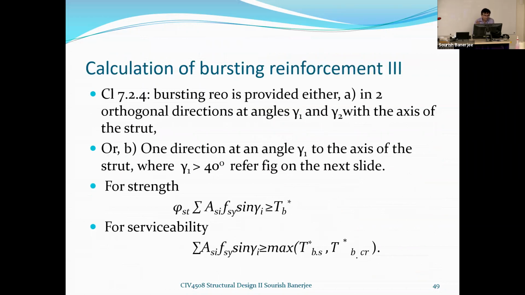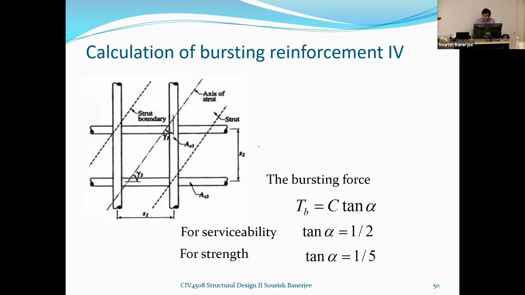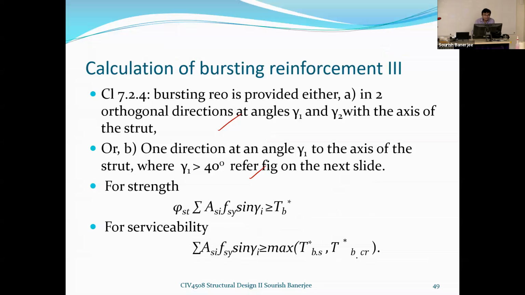Now, what clause 7.2.4 is saying is that the bursting reinforcement is provided either in two orthogonal directions at angles gamma 1 and gamma 2 to the axis of the strut, or along one direction at an angle gamma 1 to the axis of the strut, where gamma is greater than 40 degrees. We have seen this before, isn't it? So this is the same way we can provide that. And for strength, this criterion has to be followed: phi ST times sigma SI, that is the steel provided times FSY, the yield strength of steel, times sine gamma I.